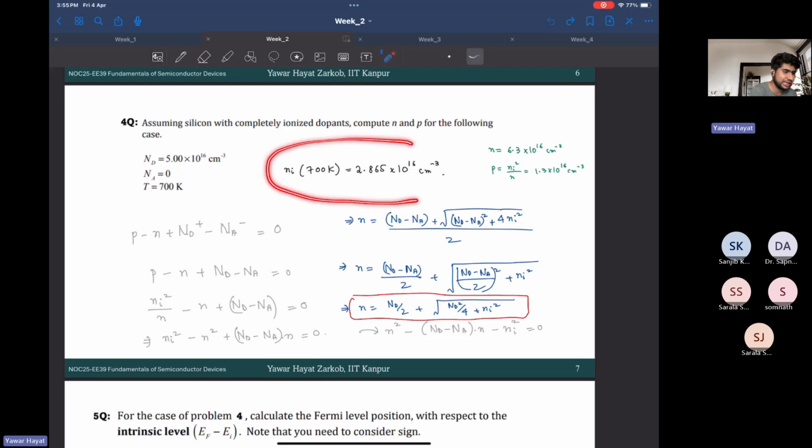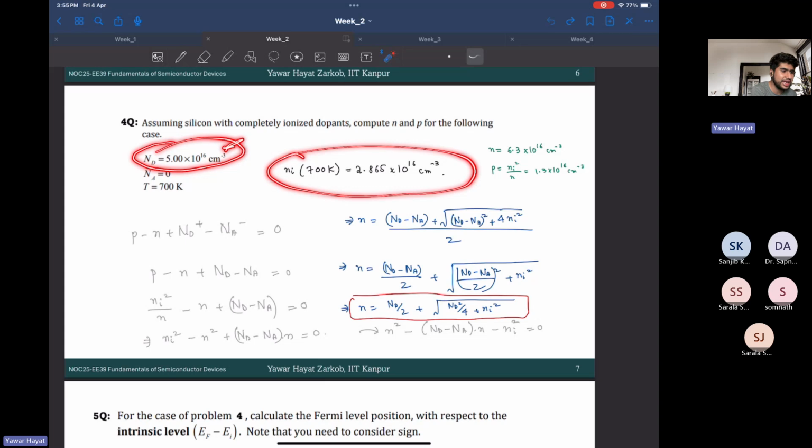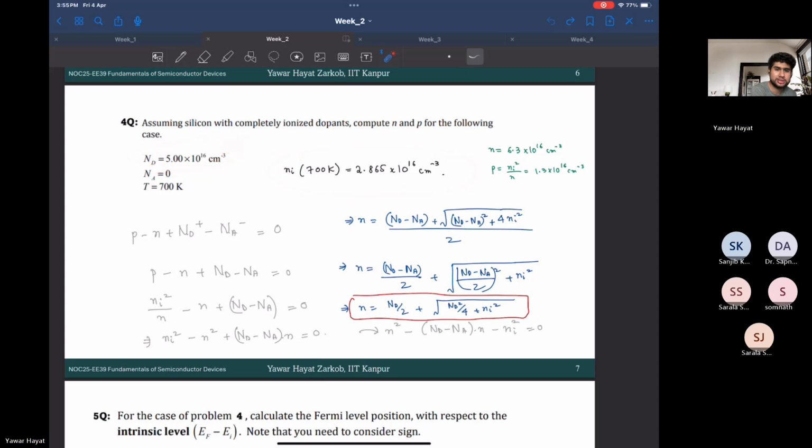So if that is the case, can I neglect Ni when ND is used? No, sir, because they are comparable, right? This is 10 to the power 16, this is 10 to the power 16. So I can no longer neglect Ni. I have to consider Ni in my calculations. So this is the charge neutrality equation: P minus N plus ND plus minus Na minus is equal to 0. These are free charges and these are fixed charges.